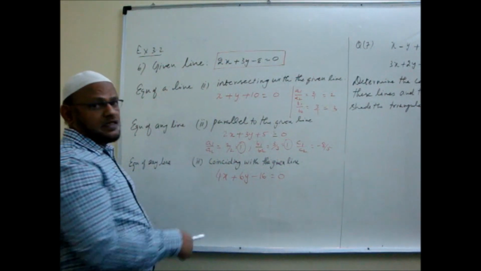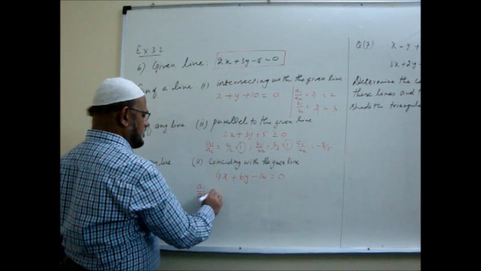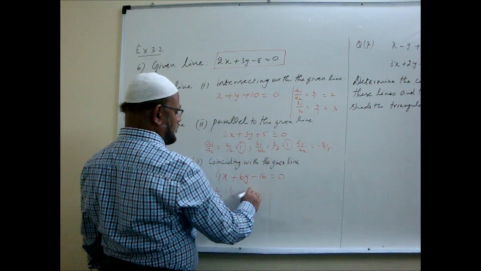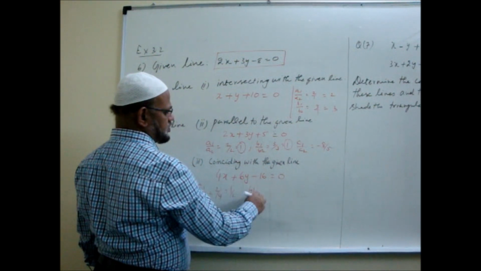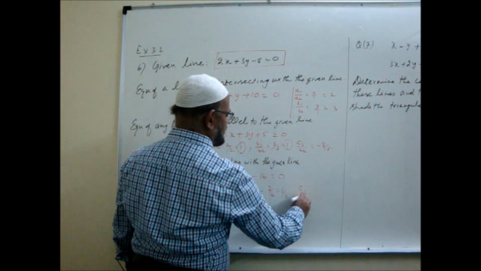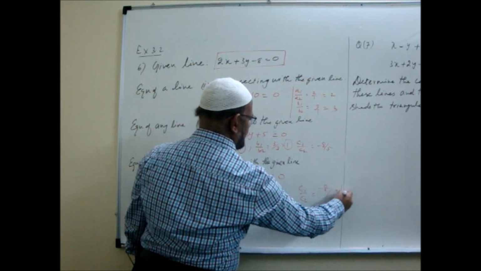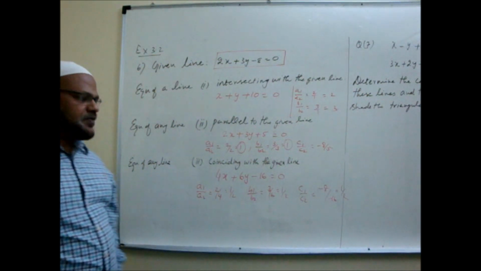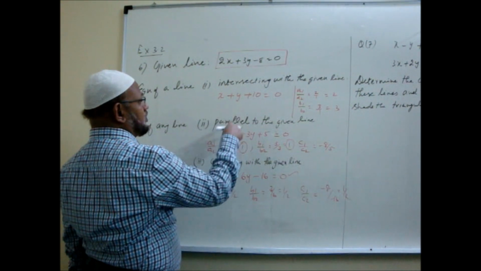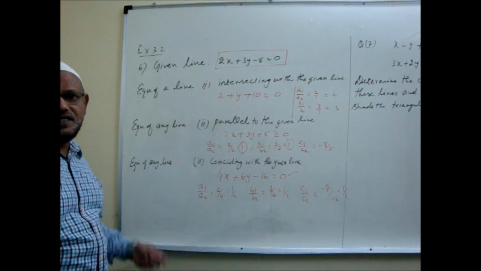Now you check, all the ratios will come 1 by 2. See, for me a1 by a2 is coming 2 by 4, that is 1 by 2. b1 by b2 is also 1 by 2, because I doubled this, 3 by 6, 1 by 2. c1 by c2 comes out to be minus 8 by minus 16. This is also 1 by 2. So all the three ratios become equal. So this line will coincide with the given line. This is your own example.